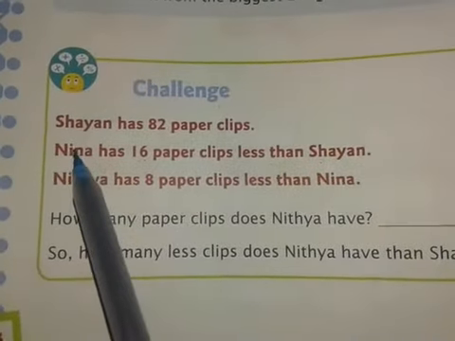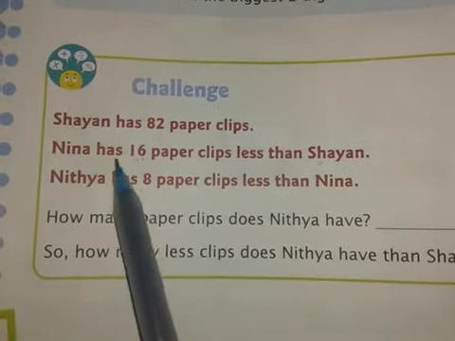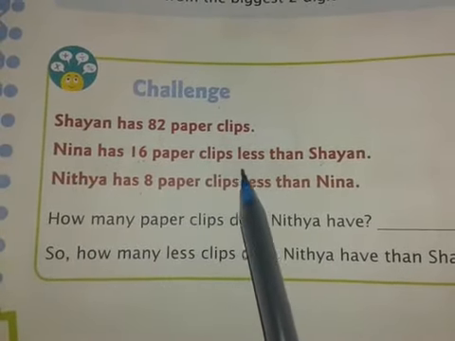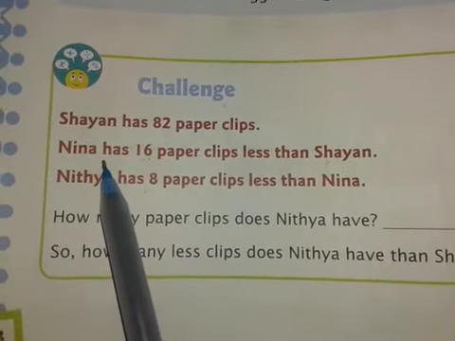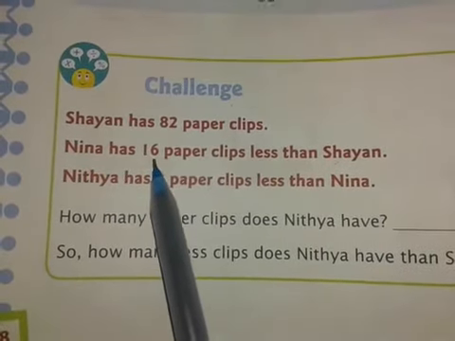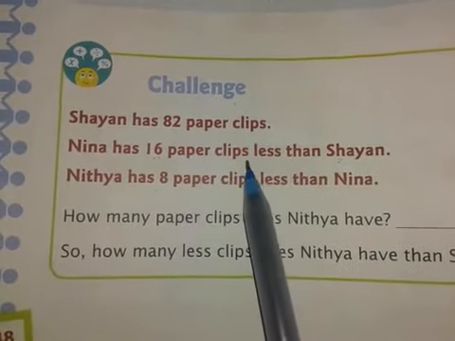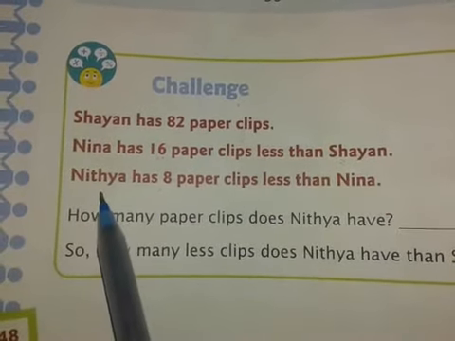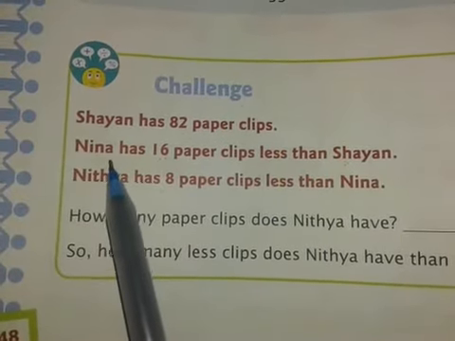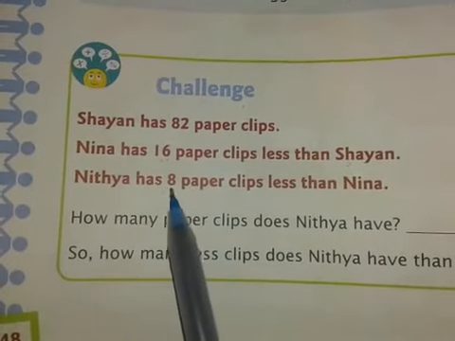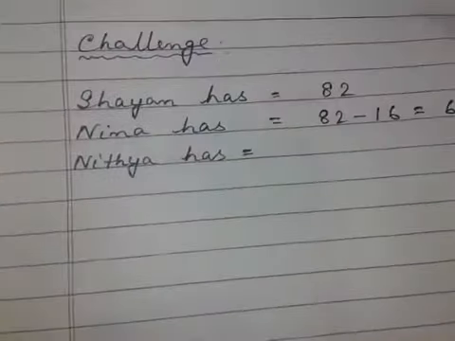So what is mentioned here is Sayan has 82 paper clips. Okay. And Nina has 16 paper clips less than Sayan. It is not directly mentioned how many paper clips Nina has. It is told that she has 16 paper clips less than Sayan. So you will have to find out how many Nina has. And then Nitya has 8 paper clips less than Nina. So unless you find out the number of paper clips that Nina has, you won't be able to find out how much Nitya has.